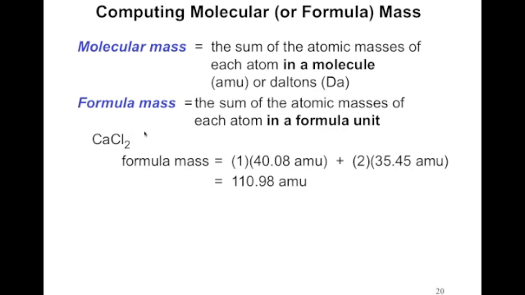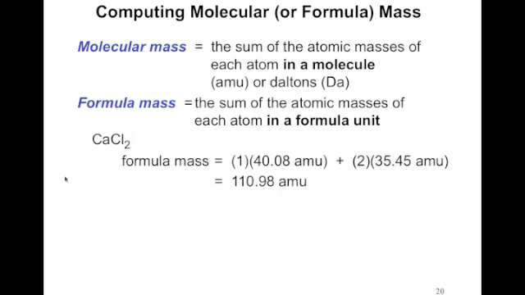So if we want to get what's called the formula mass, which is just the sum of the atomic masses of each atom in the formula unit, we just take the mass of calcium and add it to the masses of 2 atoms of chlorine. So we just look these up in the periodic table. The atomic mass for calcium is 40.08 atomic mass units, and that for chlorine is 35.45 atomic mass units. We have 2 of them, so we multiply by 2, add everything together. We get the formula mass for calcium chloride is 110.98 atomic mass units.